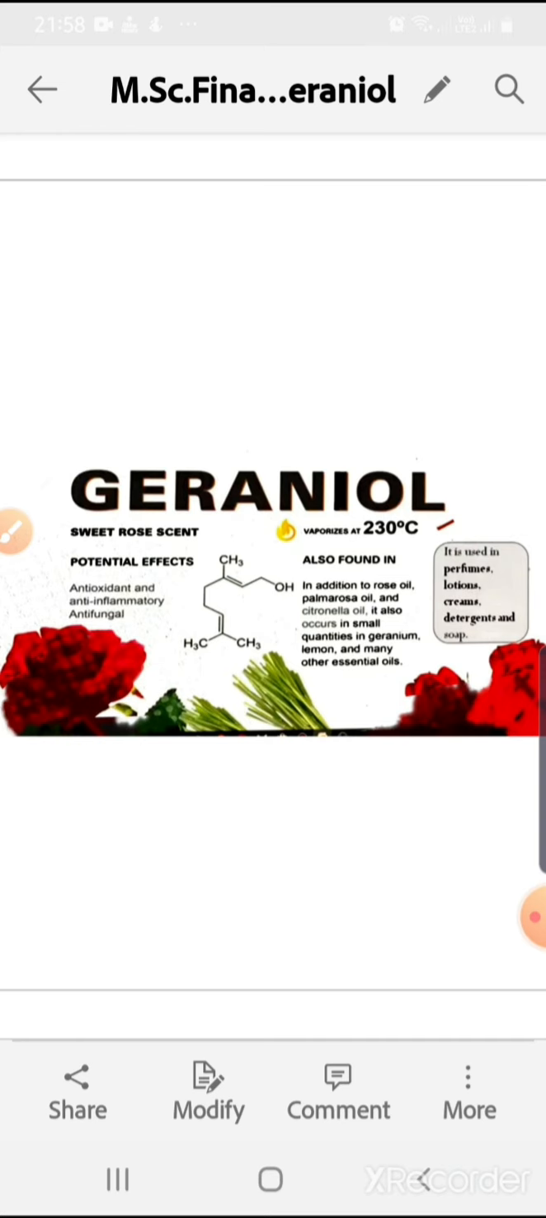It is mainly used in perfumes, lotions, creams, detergents, as well as soap. It also has some medicinal properties like antioxidant, and can be used as anti-inflammatory, antifungal, etc.